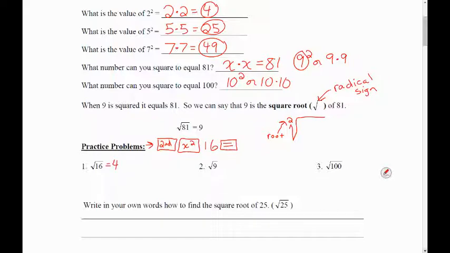For number 2, the square root of 9, again, you can type it into your calculator or ask yourself, what number times itself gives us 9? And that answer would be 3. And then again, same thing for number 3, what number times itself would give us 100? That would be 10. Okay?